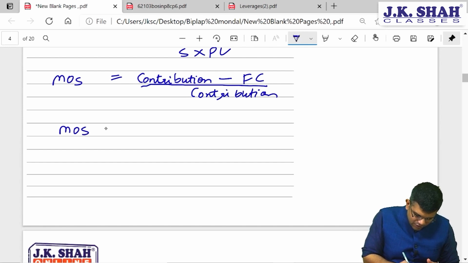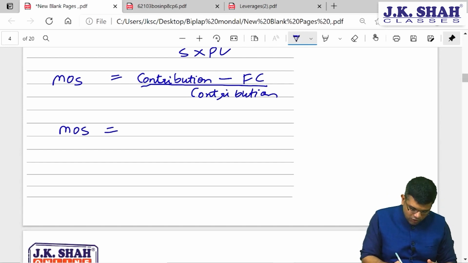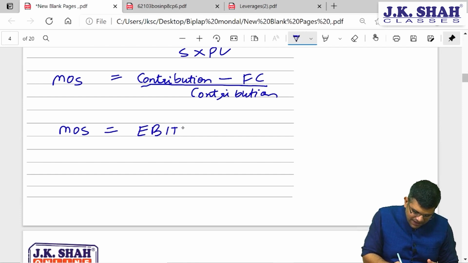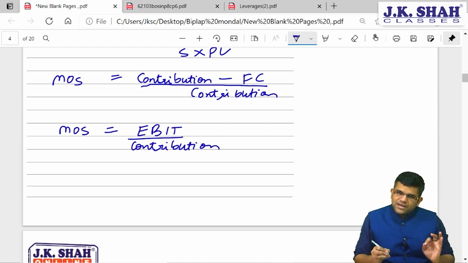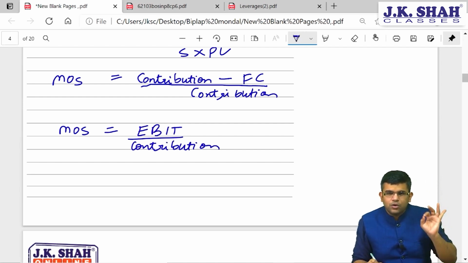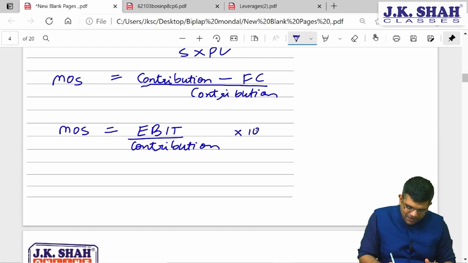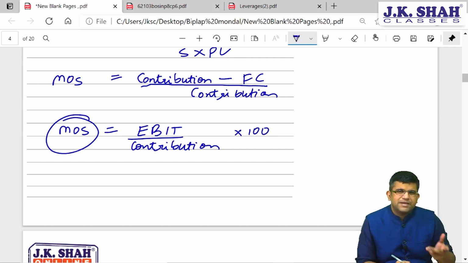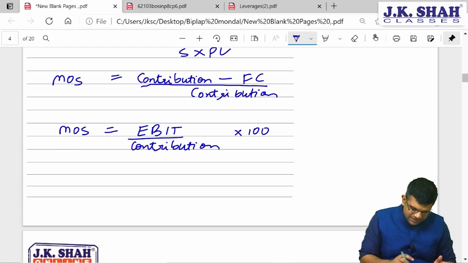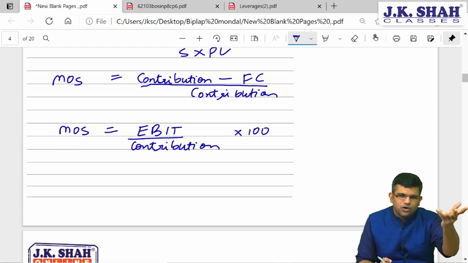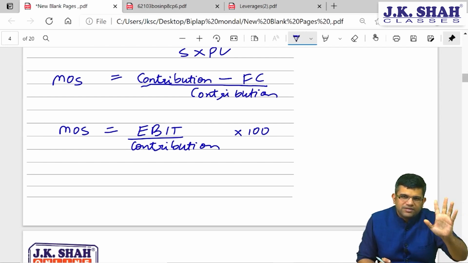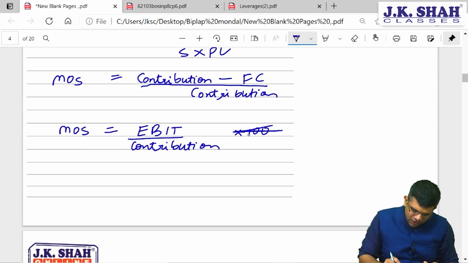Children, can I say contribution minus fixed cost is, as you all know, EBIT, and below we have the contribution. Everybody clear till here? Yes. So MOS is equal to EBIT upon contribution. Of course, if you multiply by 100, you will get this MOS as a percentage. If you don't want the MOS as a percentage, you want it as 0.2 or 0.3, in 0 point something, then you need not write this into 100 here. Everybody got it till here, right?